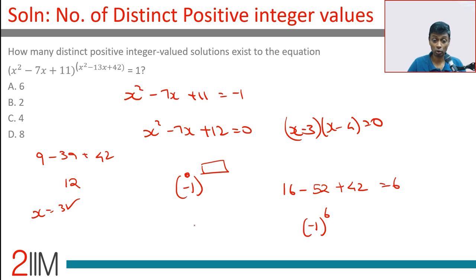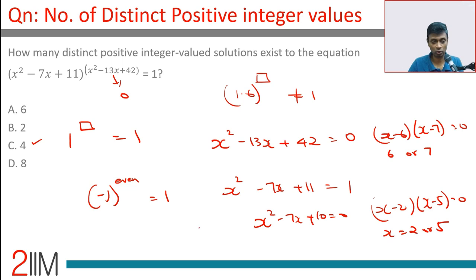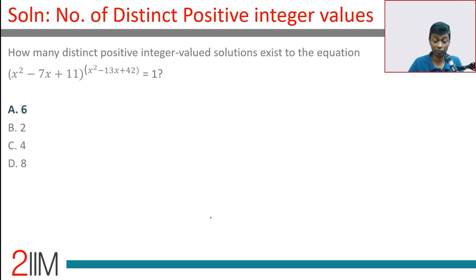So 2 and 5 work, 6 and 7 work, 3 and 4 work, so there are 6 possible values. I missed this one and got 4 because I completely forgot the −1 power case. Beautiful question. You have to worry about the exponent going to 0, the base going to +1, and the base going to −1 when the exponent is an even number.